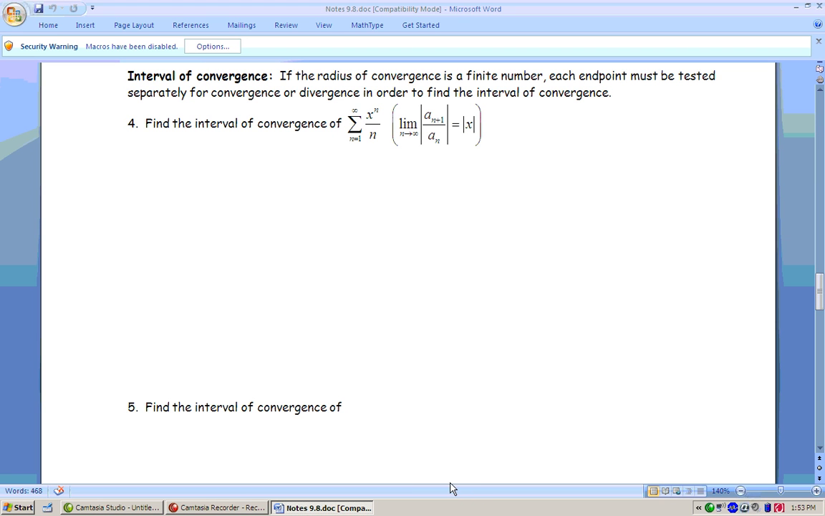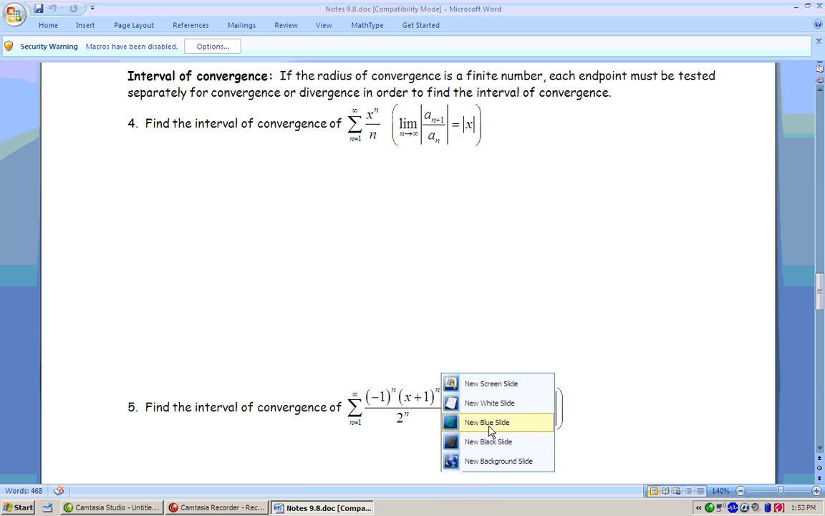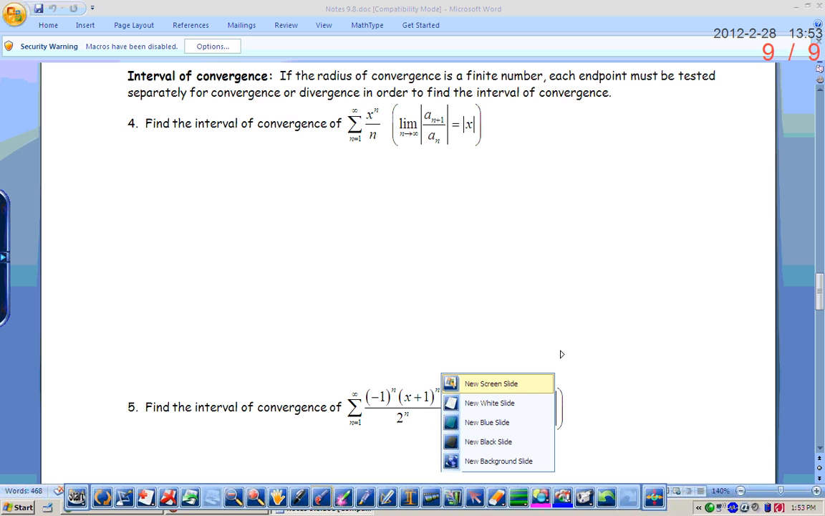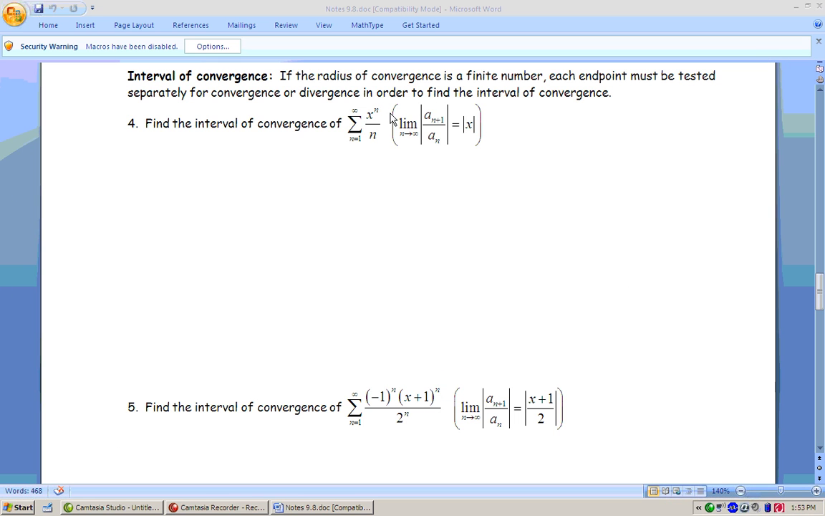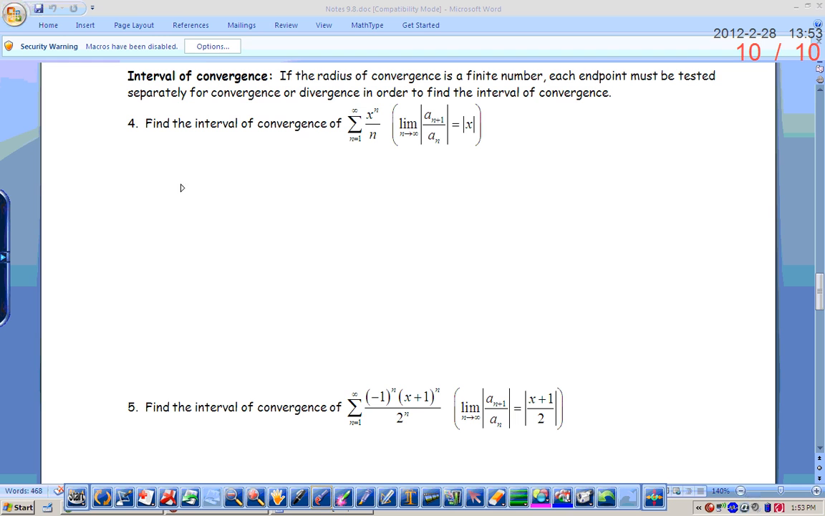And we've kind of already found the first part of the interval of convergence, but when you are finding the interval of convergence, each endpoint must be separately tested for convergence or divergence. Okay. All right, so the first thing that we always have to do for either radius or interval of convergence is use the ratio test.